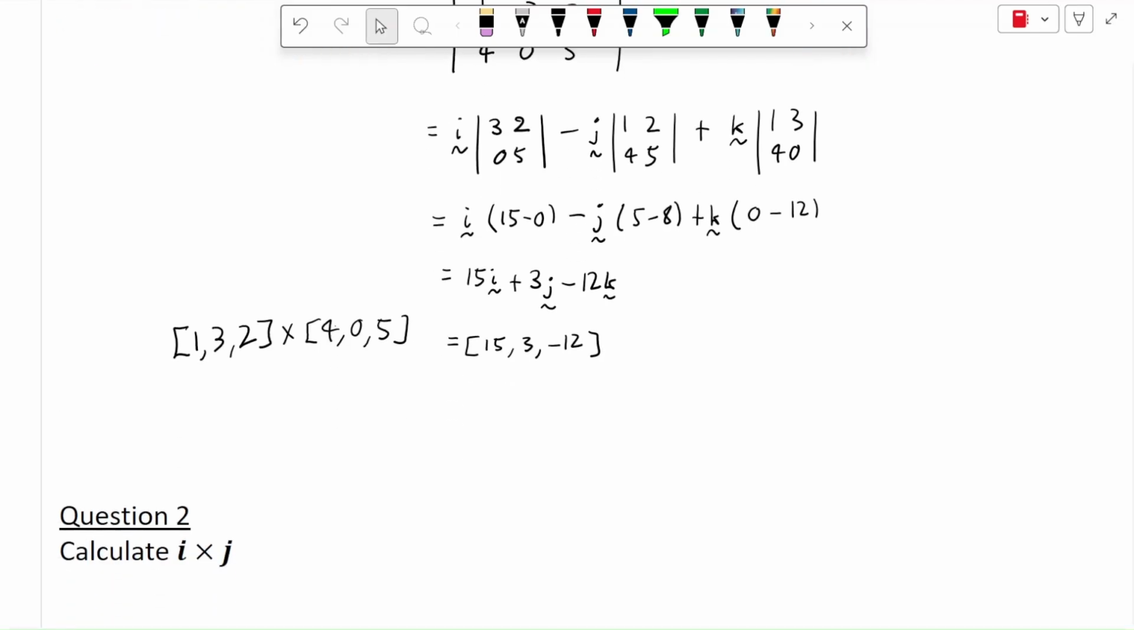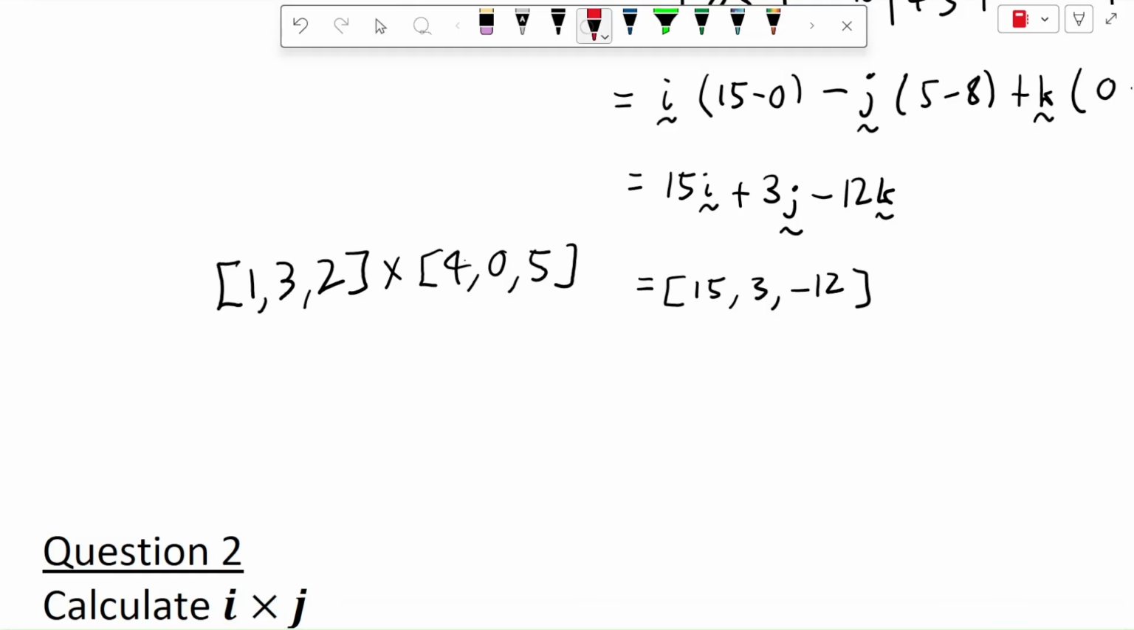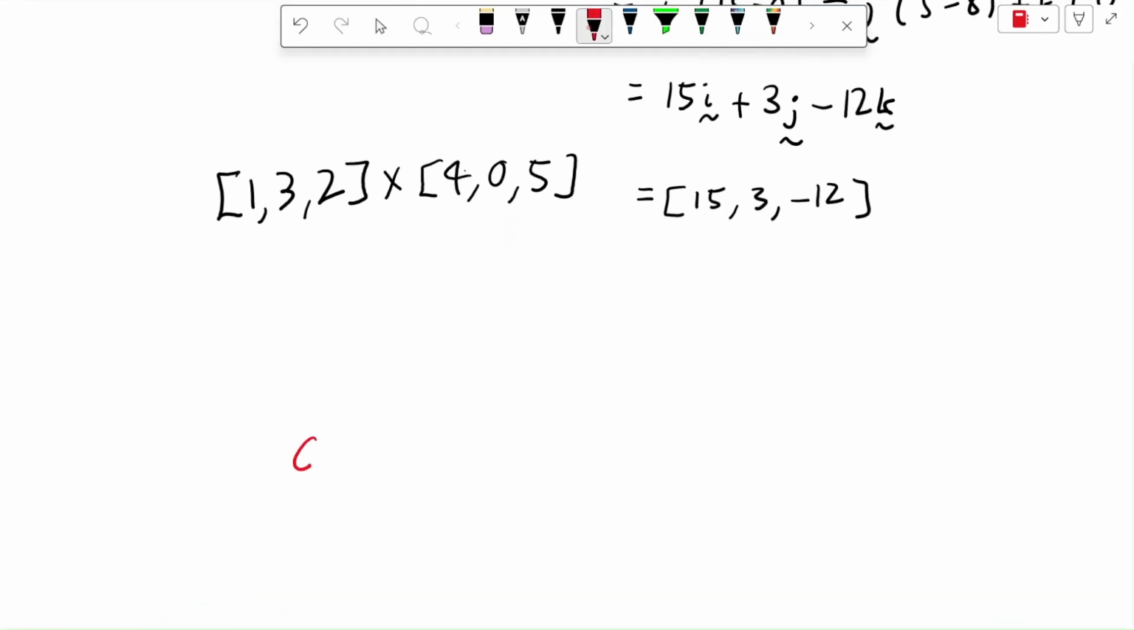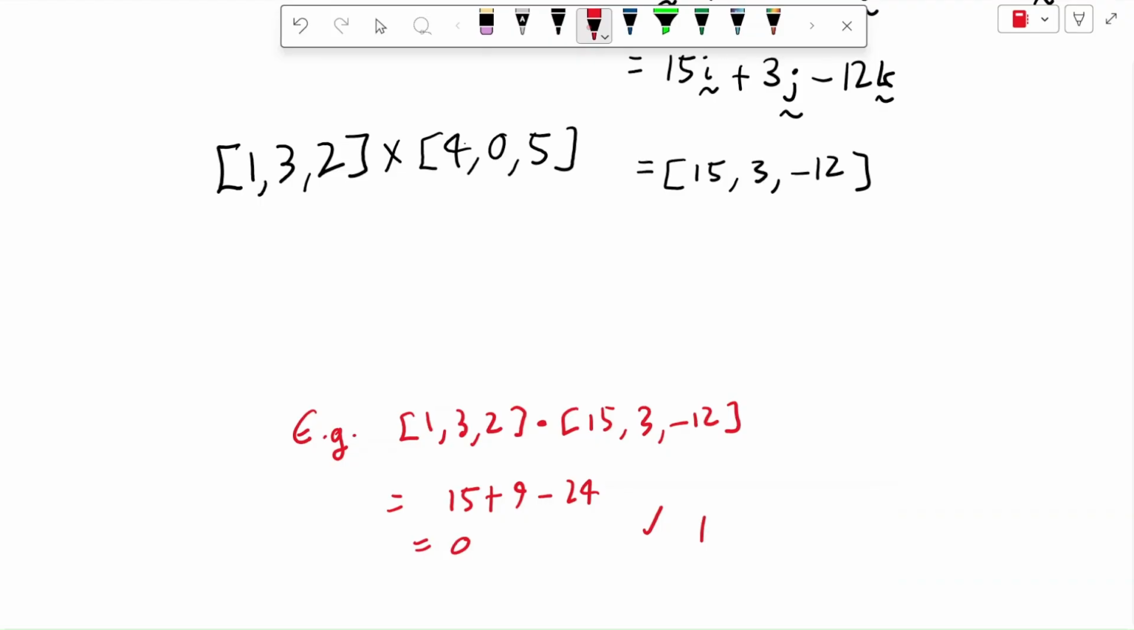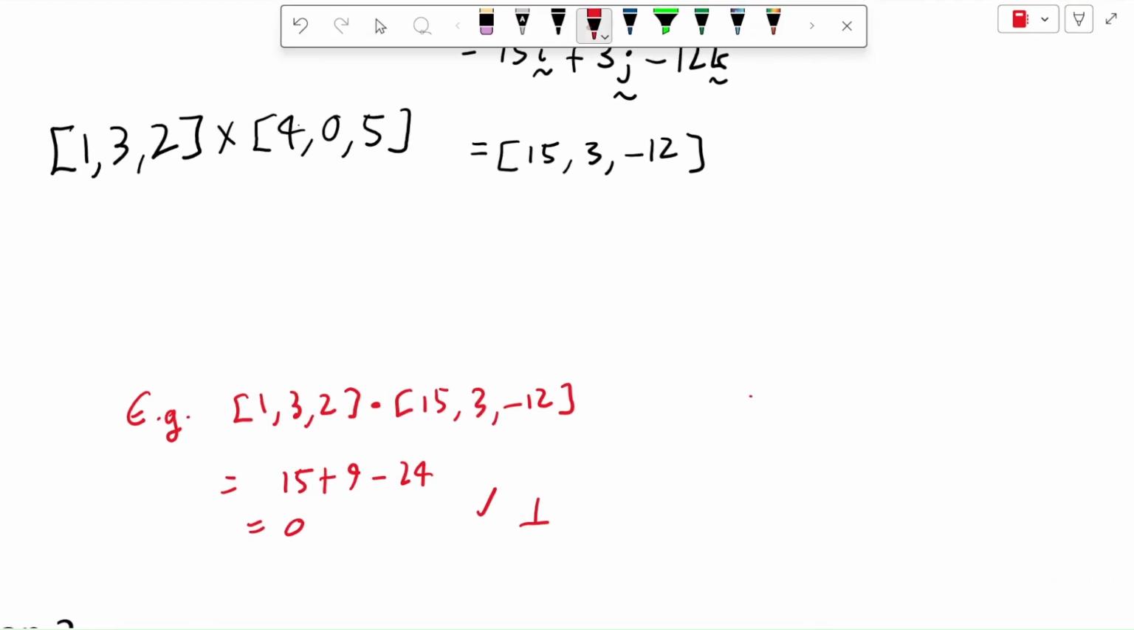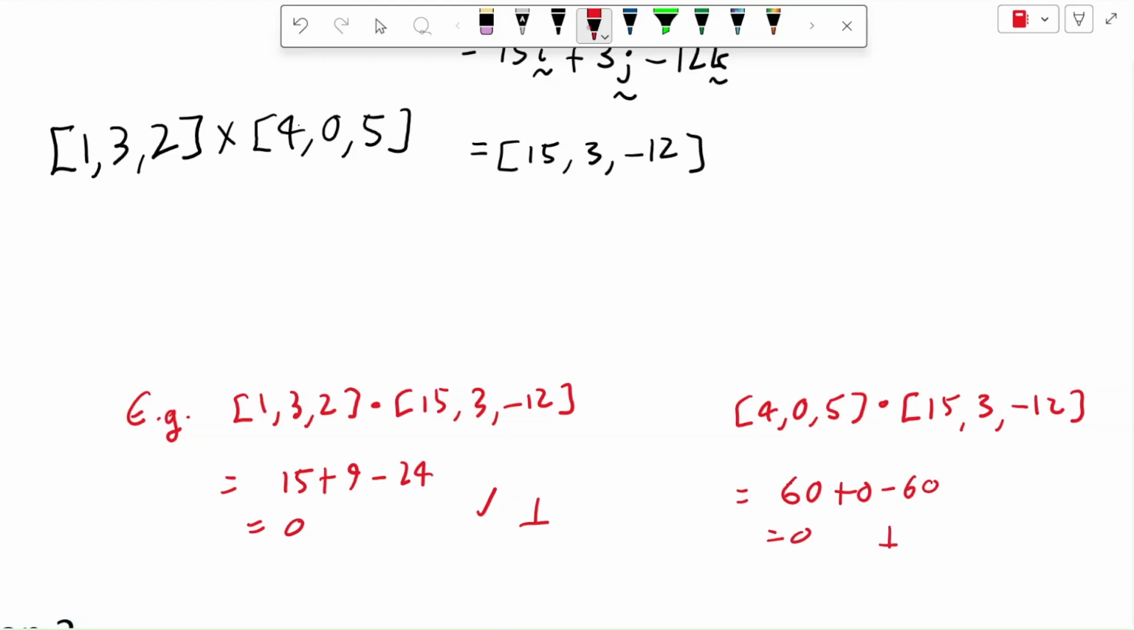So what the cross product does is it finds a vector which is at right angles to the two original vectors. And just for example, if I wanted to check that this is true, I could do 1, 3, 2, and dot it with 15, 3, minus 12. If you work that out, you're going to get 15 plus 9 take 24, which is 0. So yep, these two vectors are at right angles to each other. And 4, 0, 5 dotted with 15, 3, minus 12 should give you 4 times 15, so that's 60, plus nothing take 60. So yes, that's 0. So those two vectors are at right angles as well.